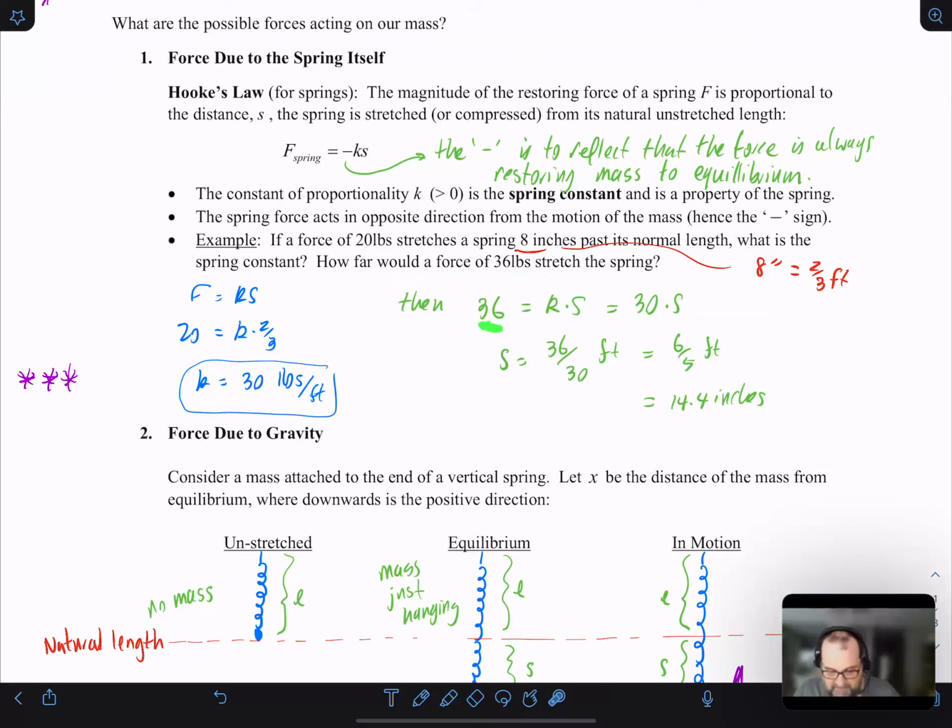36 is the force. We then have the spring constant is 30, so we can solve for S. If you solve for S, we get 6/5 of a foot, which is about 14.4 inches. So there are a few examples here on my Open Math to try.